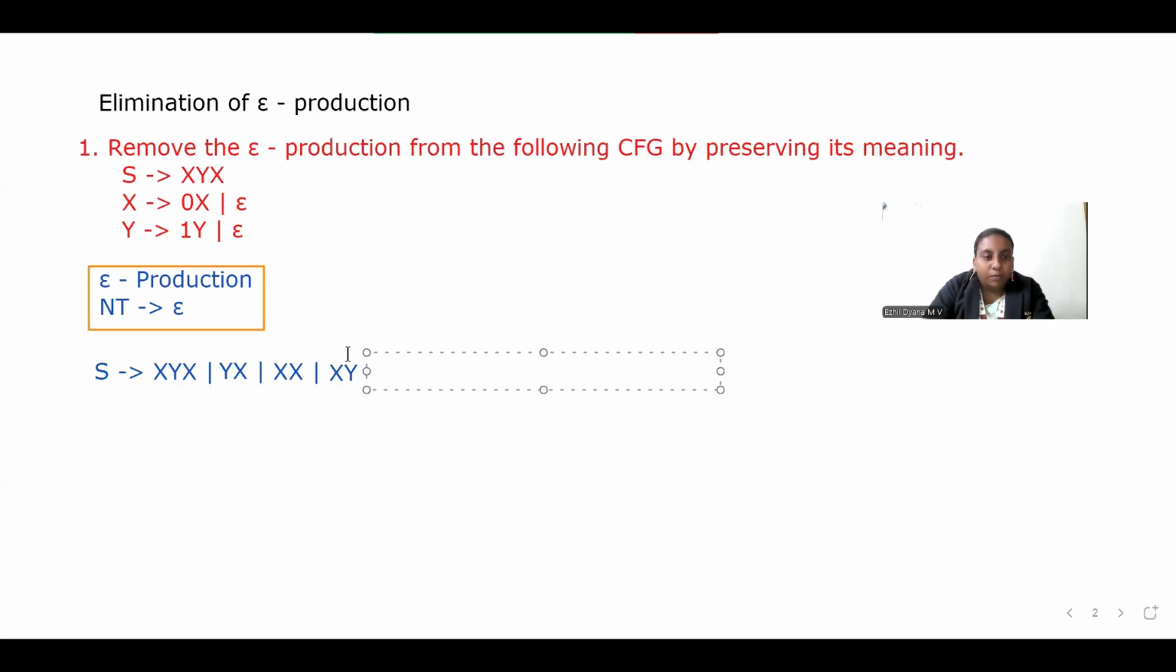Now what will happen if I apply epsilon for the first x and y? When I apply epsilon for the first x and y, this x will be replaced by epsilon and this y will also be replaced by epsilon, and the remaining symbol which I have is x. So I'll be writing that x as my next production.